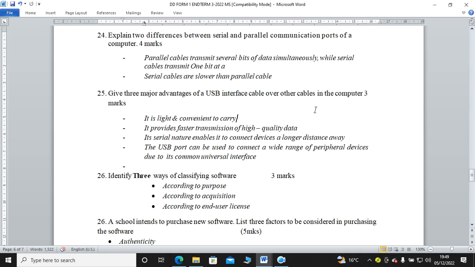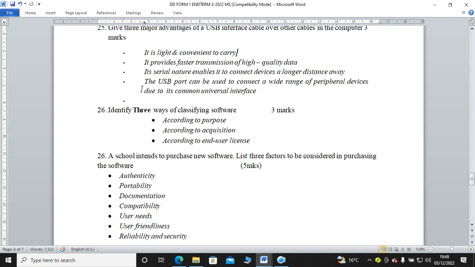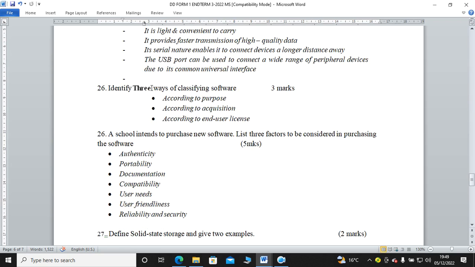I had explained that. It provides faster transmission of high quality data. Yeah, very true. It is light. It is easier to carry. You can agree with me that you can carry a USB cable rather than carrying the charger. Then identify 3 ways of classifying software.